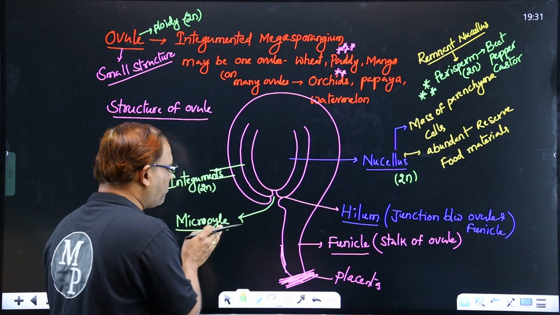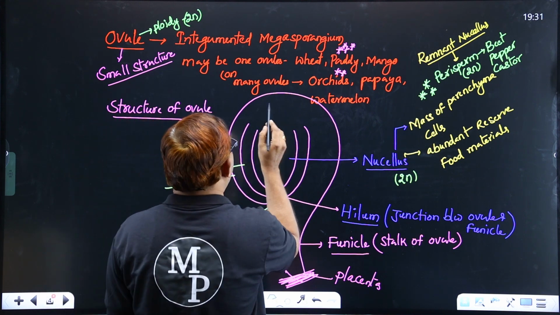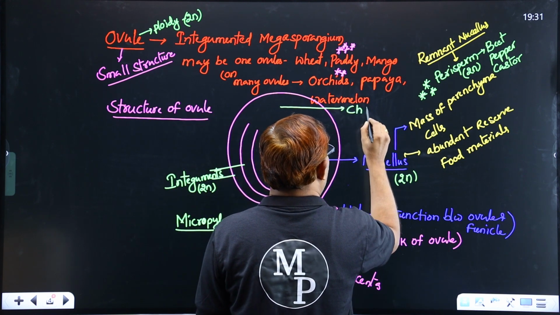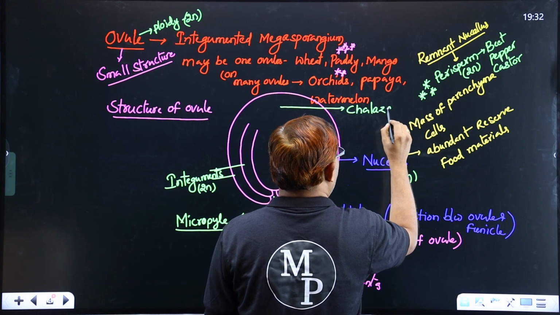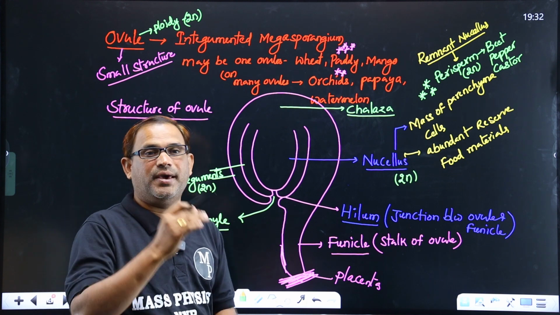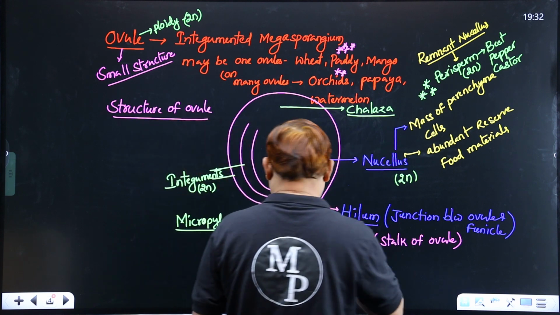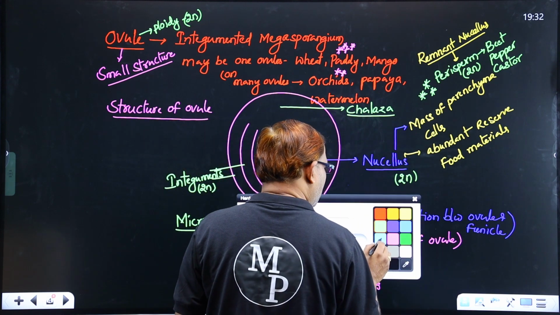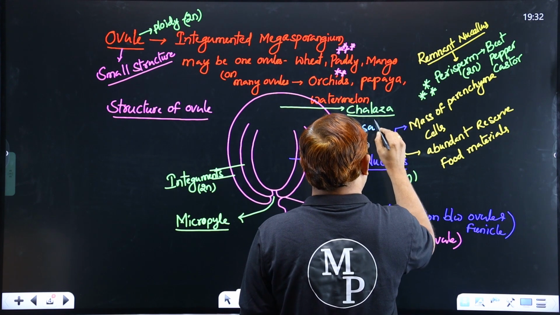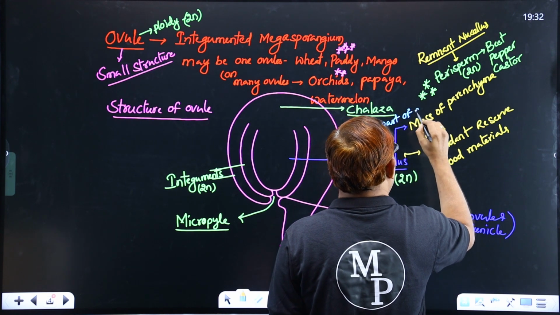The portion exactly opposite to the micropyle is called what? Chalaza. The portion name is chalaza. So the question is, the chalaza is what? The basal part of the ovule. Very important. Chalaza is the basal part of the ovule.